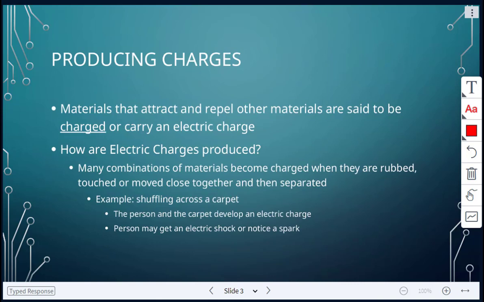So materials that attract and repel other materials are said to be charged, therefore carrying an electric charge. So how are electric charges produced? Basically, when combinations of materials are rubbed against each other or touched or moved closer together, they become charged. For example, you've probably experienced this when you shuffle across a carpet. The person and the carpet develop an electric charge. And then maybe you go to touch a doorknob and you might get an electric shock or notice a spark. All right, that's an example.